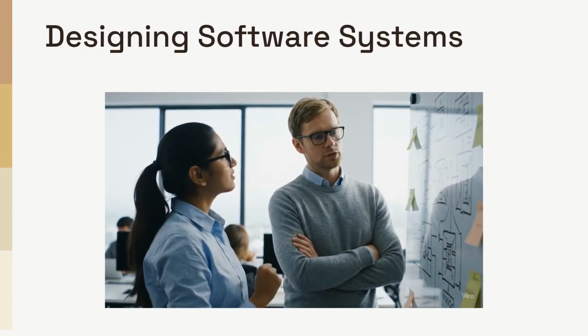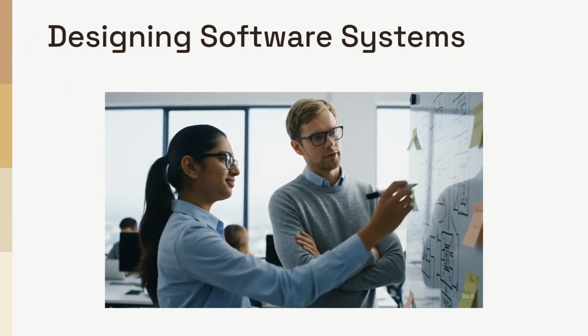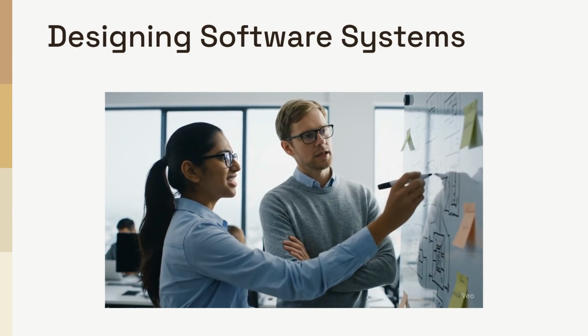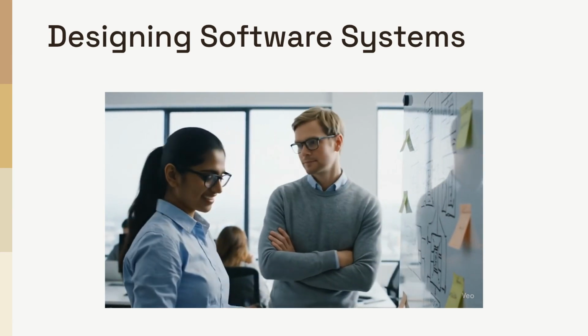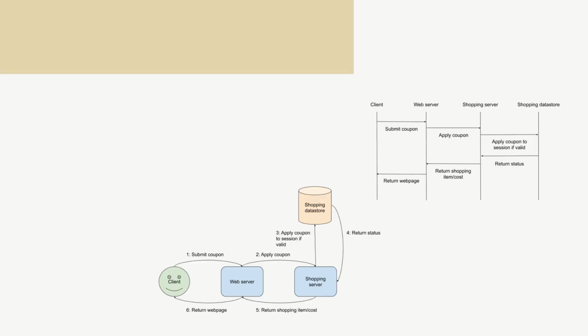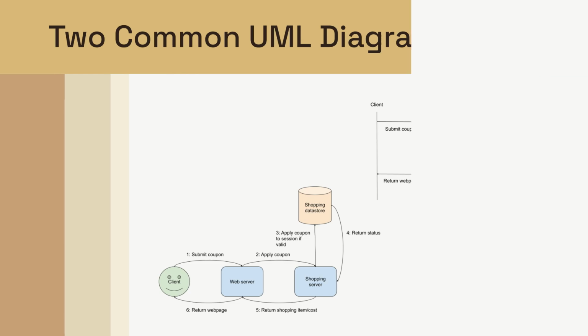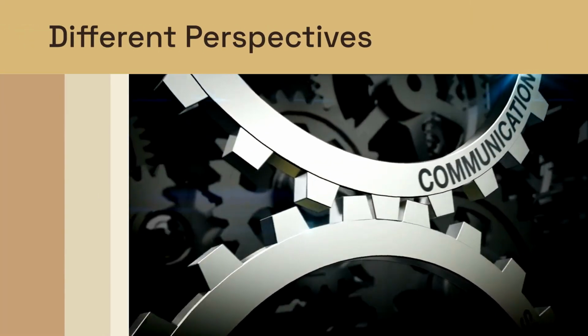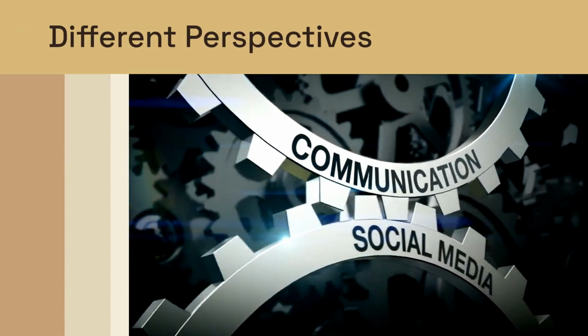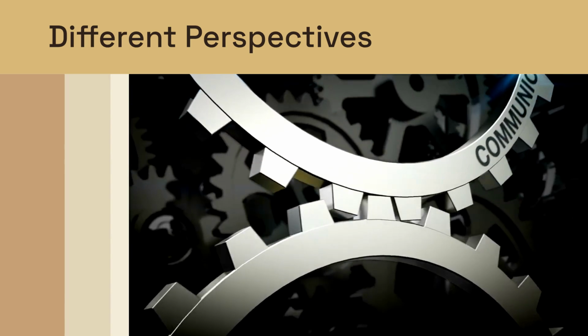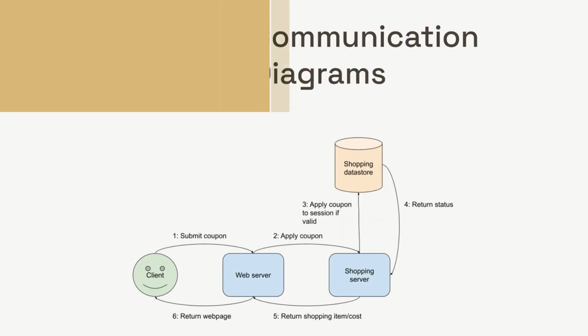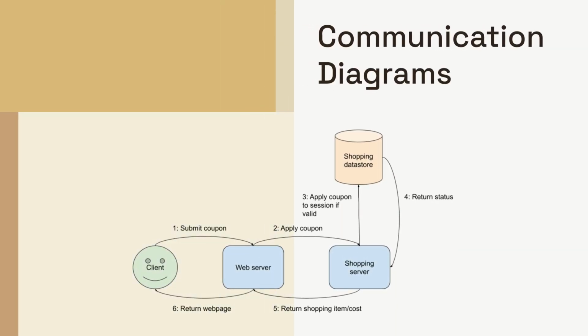When designing software systems, effectively communicating the interactions between components is crucial for successful development and collaboration. Two common UML diagrams used for this purpose are communication diagrams and sequence diagrams. While both illustrate object interactions, they offer different perspectives and trade-offs in visualizing how components work together. First, let's explore communication diagrams, formerly known as collaboration diagrams.